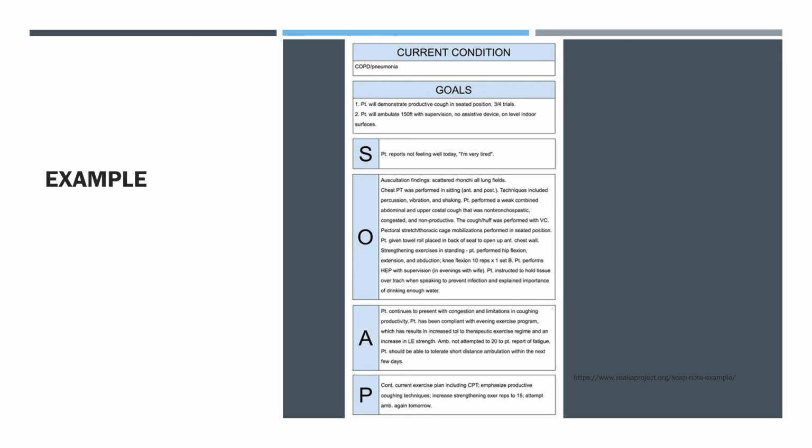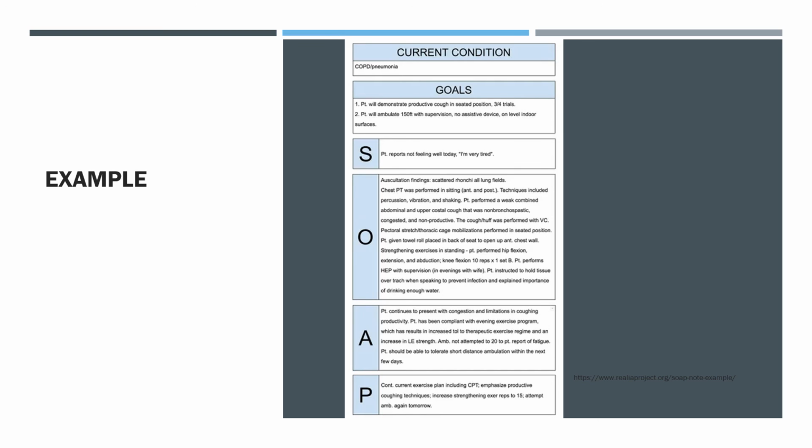Objective: listening to the lungs. Chest physical therapy was performed in sitting, anterior and posterior. Techniques included percussion, vibration, and shaking. Patient performed a weak combined abdominal and upper costal cough that was non-productive and congested. Patient given towel roll placed in back of seat to open up anterior chest wall. Strengthening exercises. Patient instructed to hold tissue over trach when speaking to prevent infection and explained importance of drinking enough water.